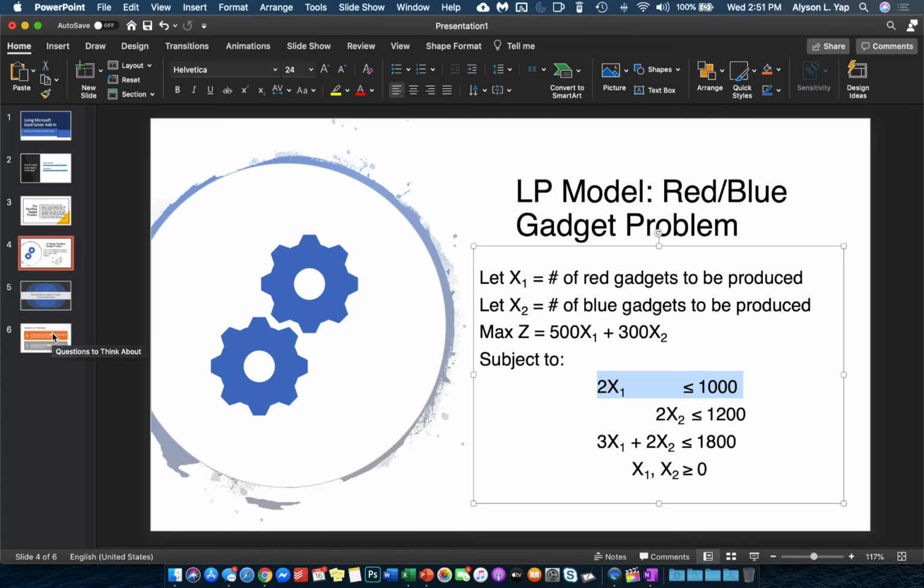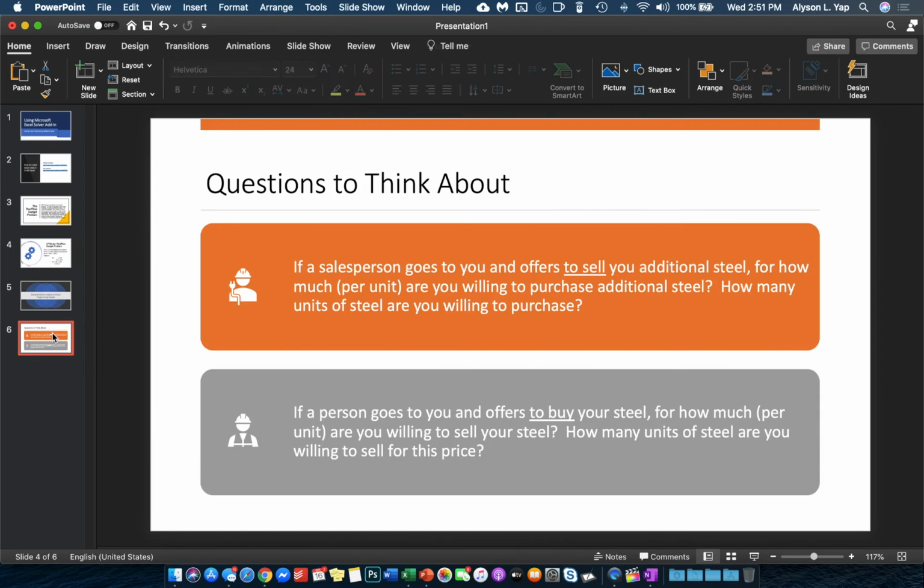Okay. Now, before we go on to the subject matter, I will be posing two questions that we will be answering. The first question is, let's say a salesperson goes to you and offers to sell you additional steel. So this person might be someone from a hardware store producing steel, no? And let's say he goes to you and offers you additional steel. So the question that we have to answer right now is, how much are you willing to purchase additional steel?